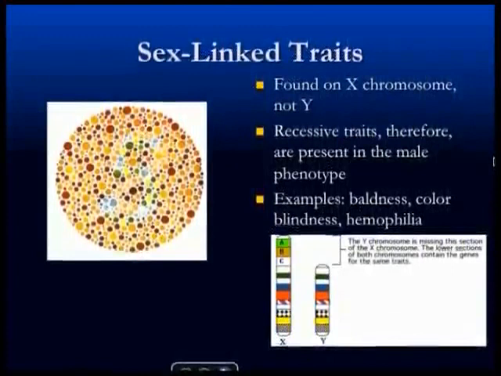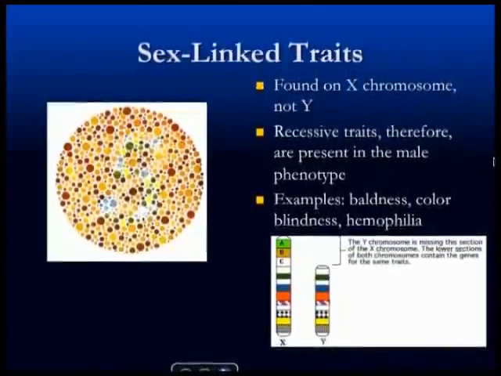Some of those genes are what makes you male; the Y is a very, very small chromosome with very little genetic material on it. And what that means is that all of those genes that are only found on the X chromosome, males only have a single copy of, whereas females have two. And that means that if any of them are recessive, they're expressed in the male phenotype, even though they'd be masked in the female in the presence of a dominant allele.